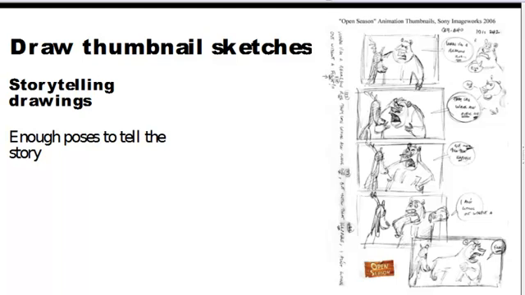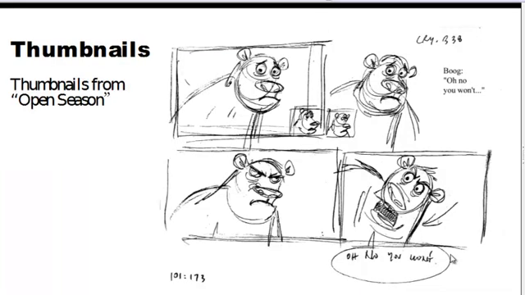These are some thumbnail sketches of mine from Open Season, which I worked on at Sony ImageWorks back in 2006. It's Boog the bear. He's more of a man in a bear suit rather than a realistic bear. But anyway, it shows you the kind of thing that we're trying to do. Thumbnail sketches can really, really help plan a shot.